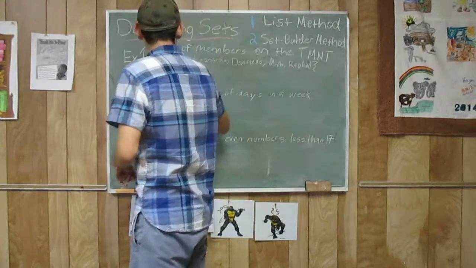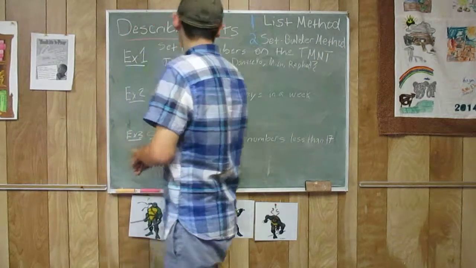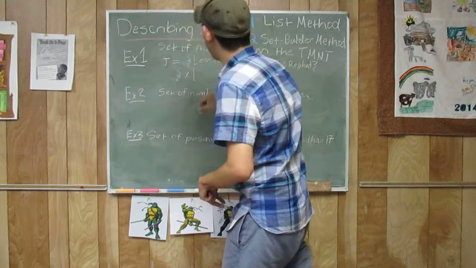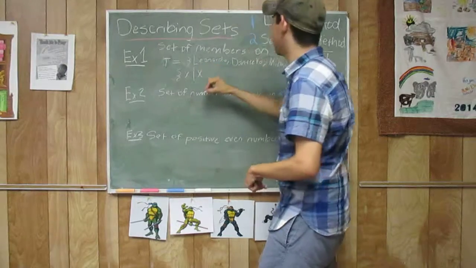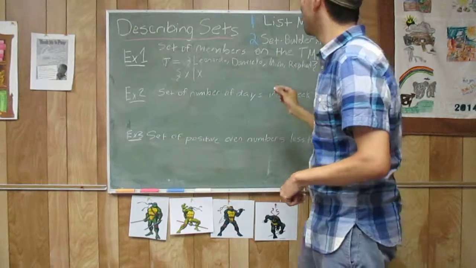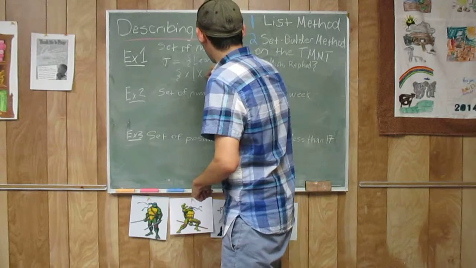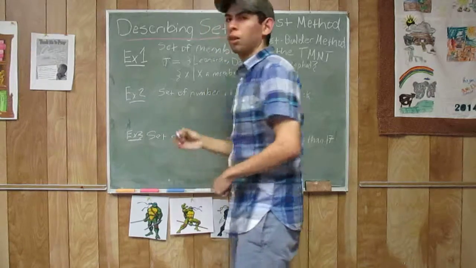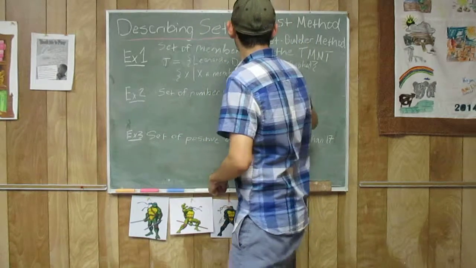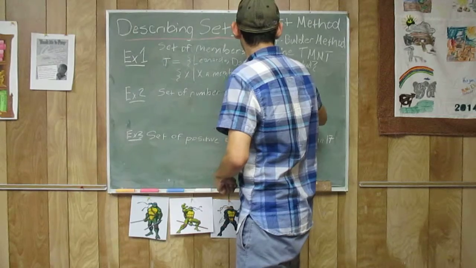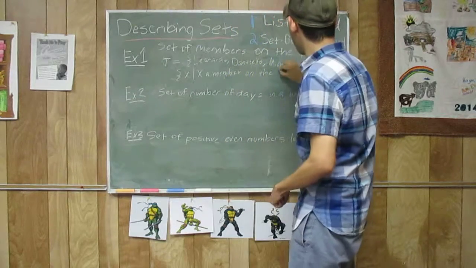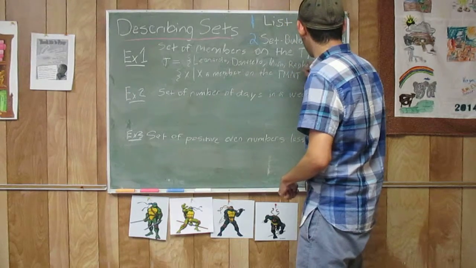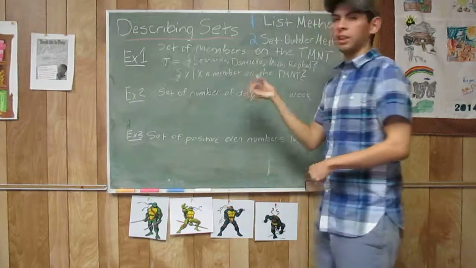So for the set builder method, we would open with our braces and write x such that x, describing what x is, x is a member on the Teenage Mutant Ninja Turtles. You can put TMNT, or you can write it out. It doesn't matter. I have limited space on the board, so I'm just going to abbreviate with TMNT.